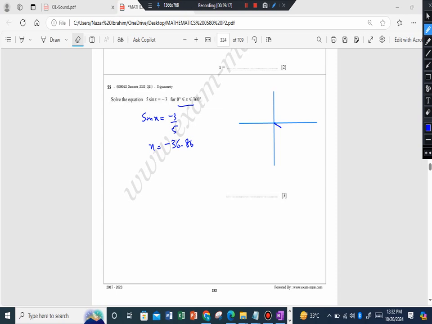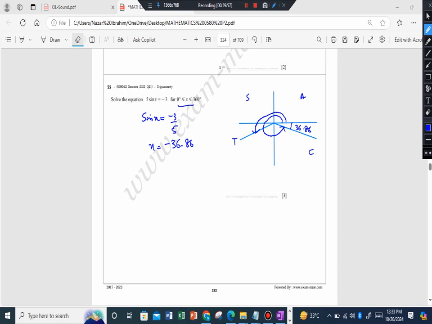It means that the angle is clockwise. This is minus, this is 36.86. Since both are negative, it will be the third and fourth quadrants. So the first angle will be forming from here to here, and the second angle will be from this to this part. So 36.86 is the base angle.